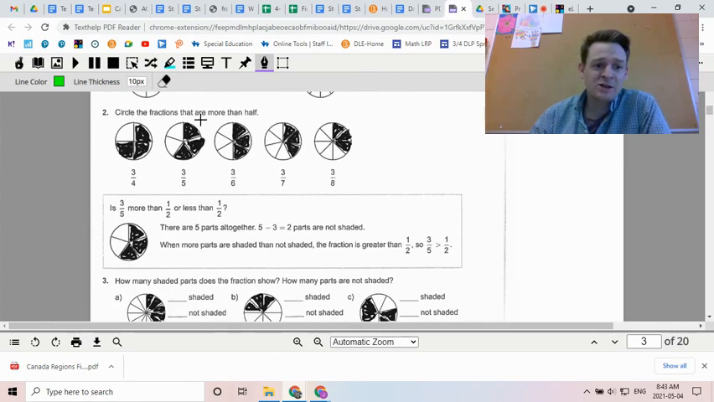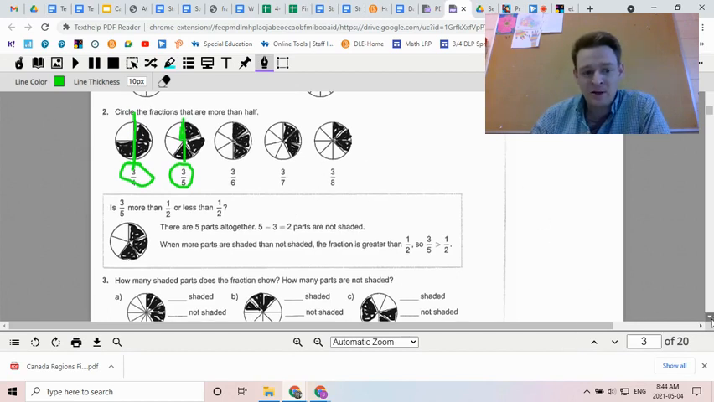The next one says circle the fractions that are more than 1/2. So when you look at it, if it's more than 1/2, you're going to circle it. So if I were to cut this fraction in half, it would be like that. And well, there's more than that part shaded. So this one is more than 1/2. This next one is 3 out of 5. Once again, if I draw a line right down the middle of my circle, I can see I've got more shaded than 1/2. Here it looks like we have 1/2 right on the nose, and so on. So that's how you're going to do number 2.